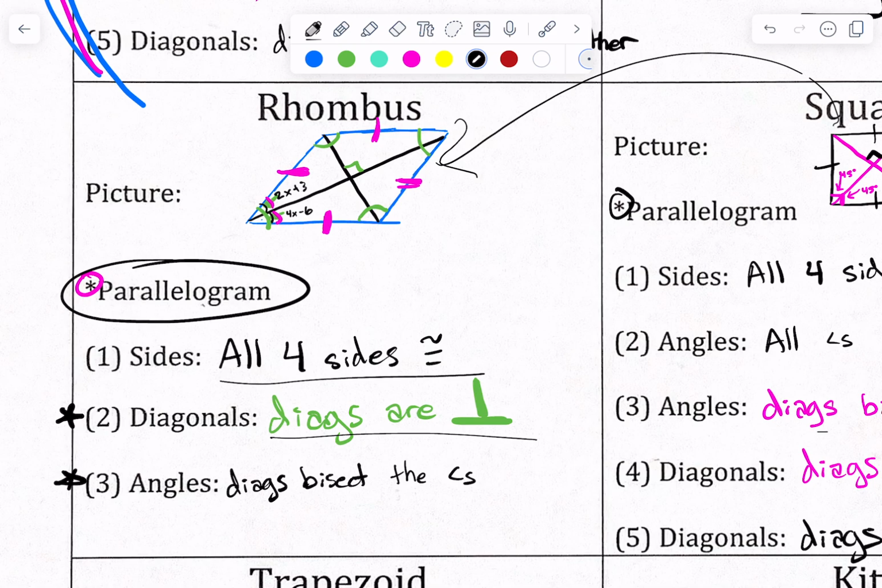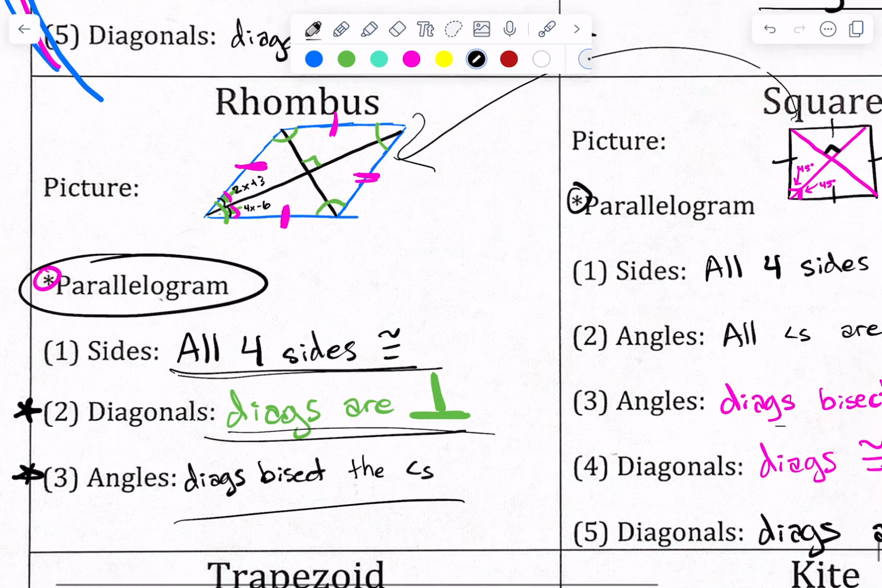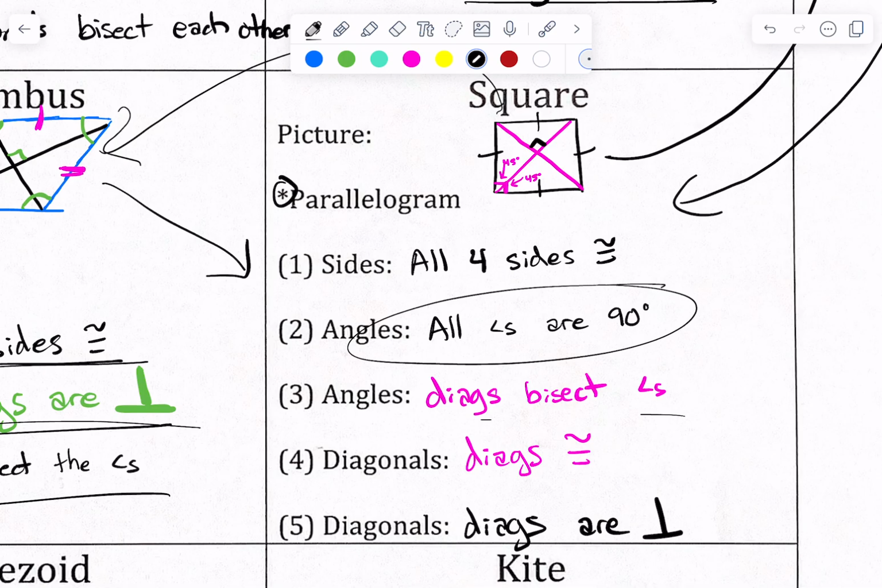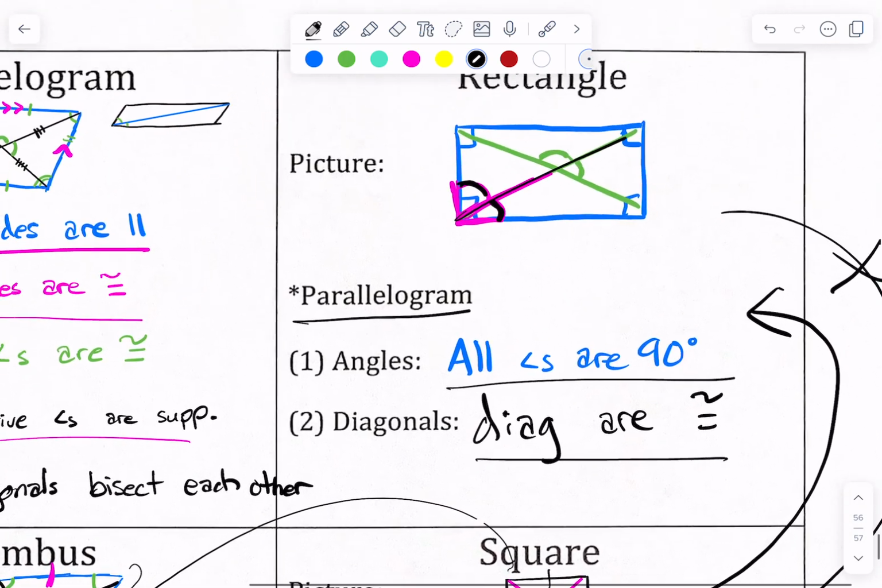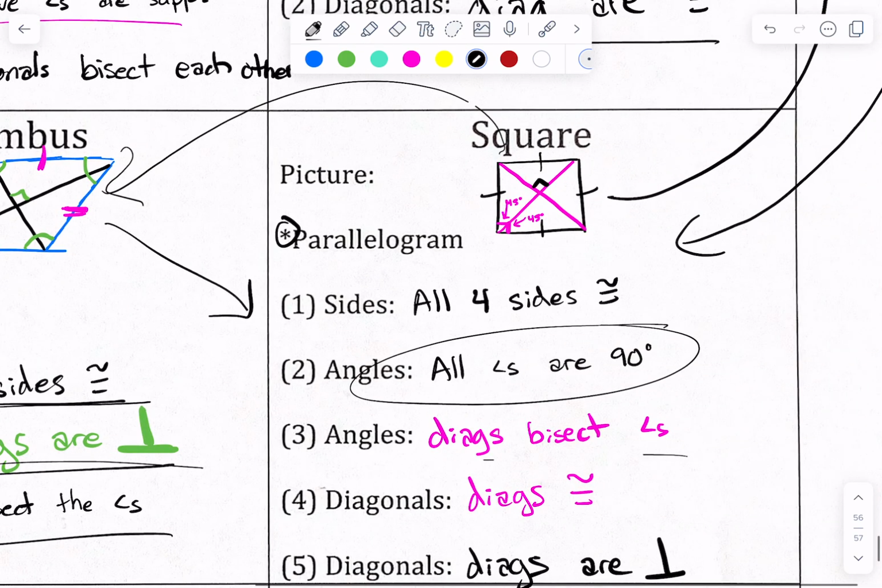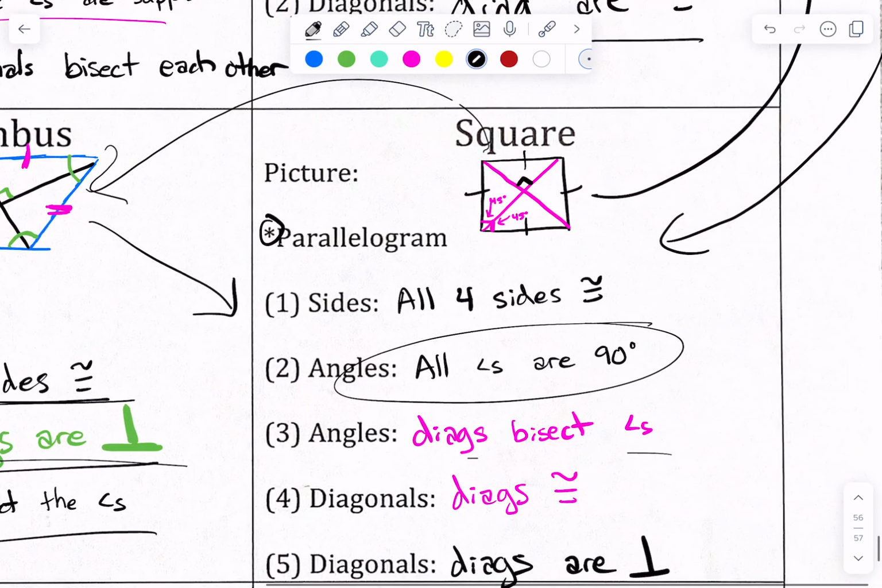Okay, in order to be a rhombus, all four sides have to be congruent. Does a square have all four sides congruent? Does a square have diagonals that are perpendicular? Does a square have diagonals that bisect the angles? That means a square is a rhombus. But a rhombus is not a square. How come? Why does a rhombus not fit into this category? Because of the angles. The angles aren't 90 degrees, right? So a square is a rectangle, but a rectangle is not a square. A square is a rhombus, but a rhombus is not a square. Not all rhombuses are squares, yeah?